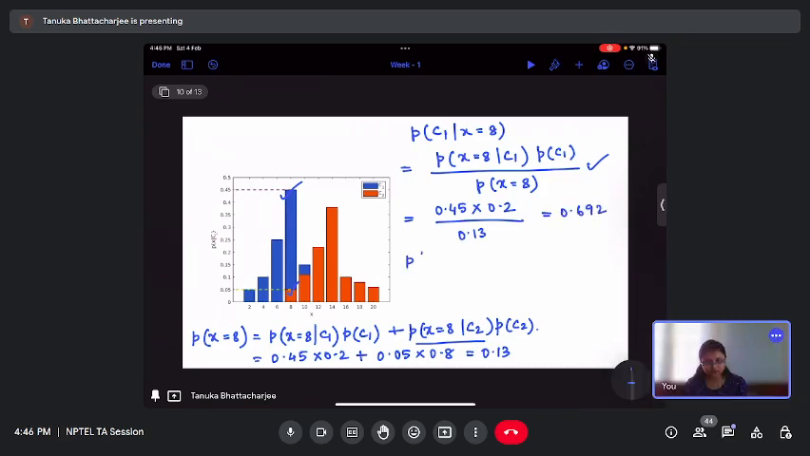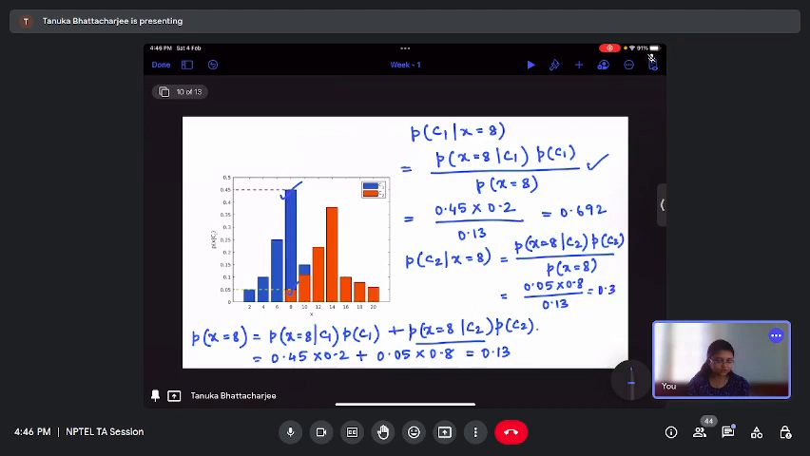Similarly, you can compute the posterior probability of C2 given x equal to 8. That will be probability of x equal to 8 given C2 into probability of C2 divided by probability of x equal to 8. So, 0.05 into 0.8 by 0.13. So, that will be 0.31.